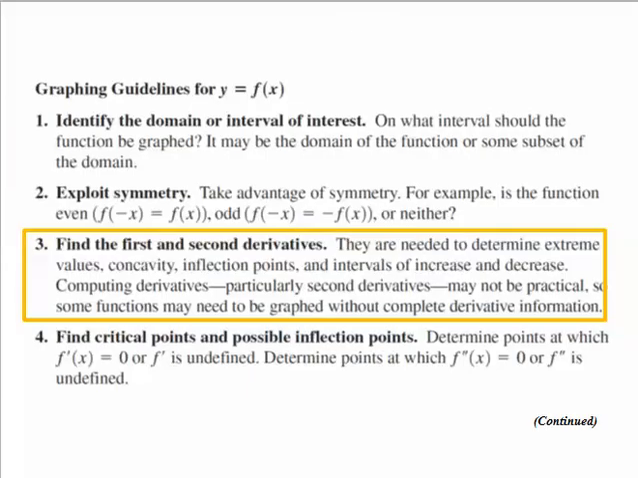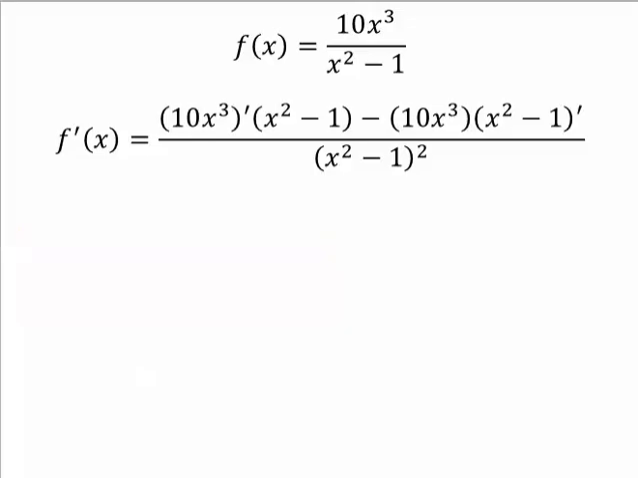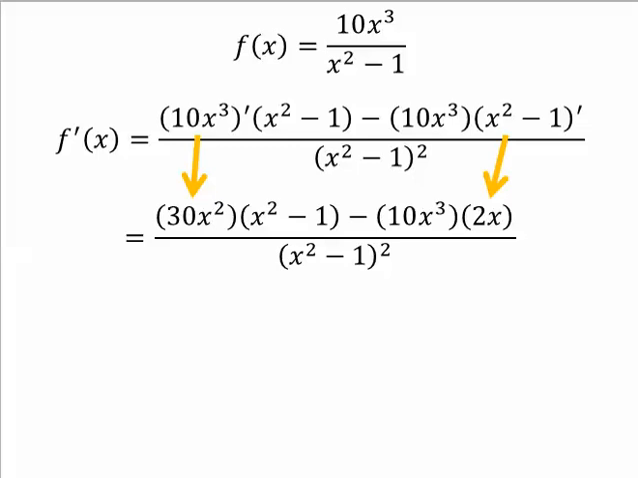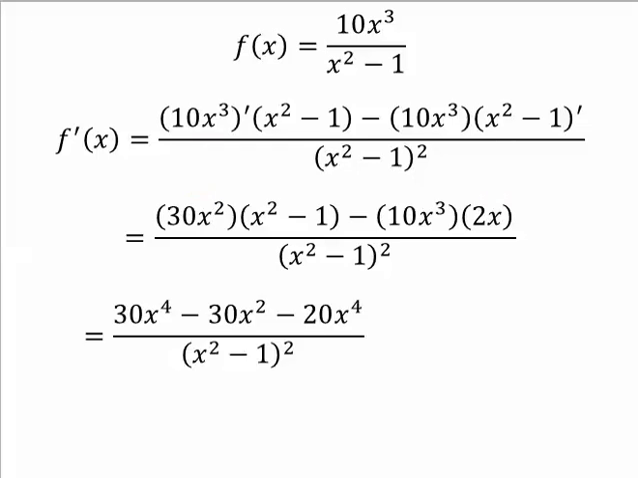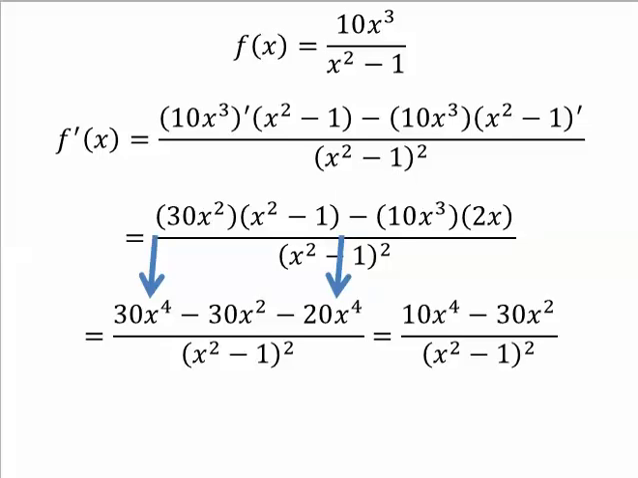First and second derivative. Start the first derivative using the quotient rule. Take the individual derivatives, multiply, combine like terms, and factor.